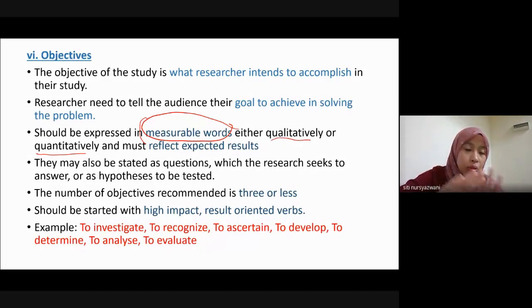Okay, dia tak boleh, objektif ni tak boleh start dengan ayat lain. Dia kena to investigate, to apa? To, dia kena ada verb yang high impact and result oriented tu tadi. And perlulah measurable words. Remember, tak kisah sama ada kualitatif ataupun kuantitatif.